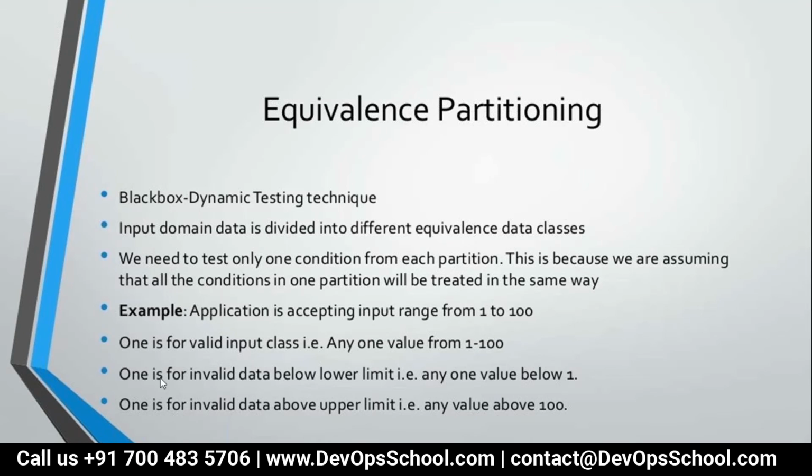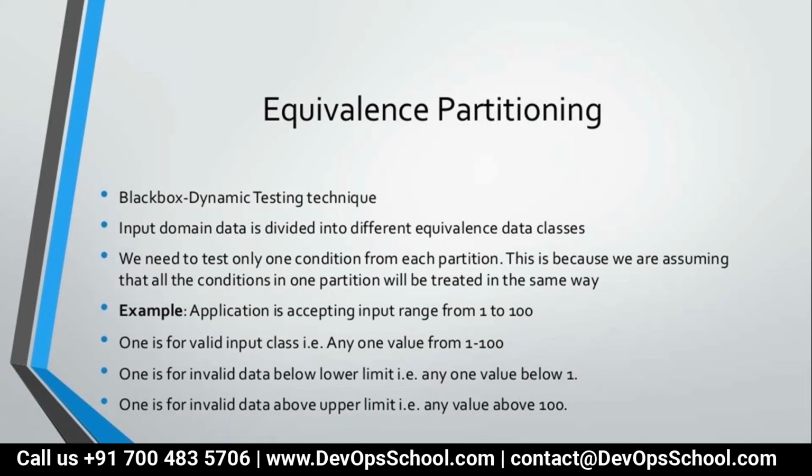Another possible test case is for invalid data lower than the limit, like any value below 1, that is -1 we can take, right? And one is for invalid upper, 101 or 105 or 110, anything we can take. So these are the three kinds of test case we can write for this particular application, correct?